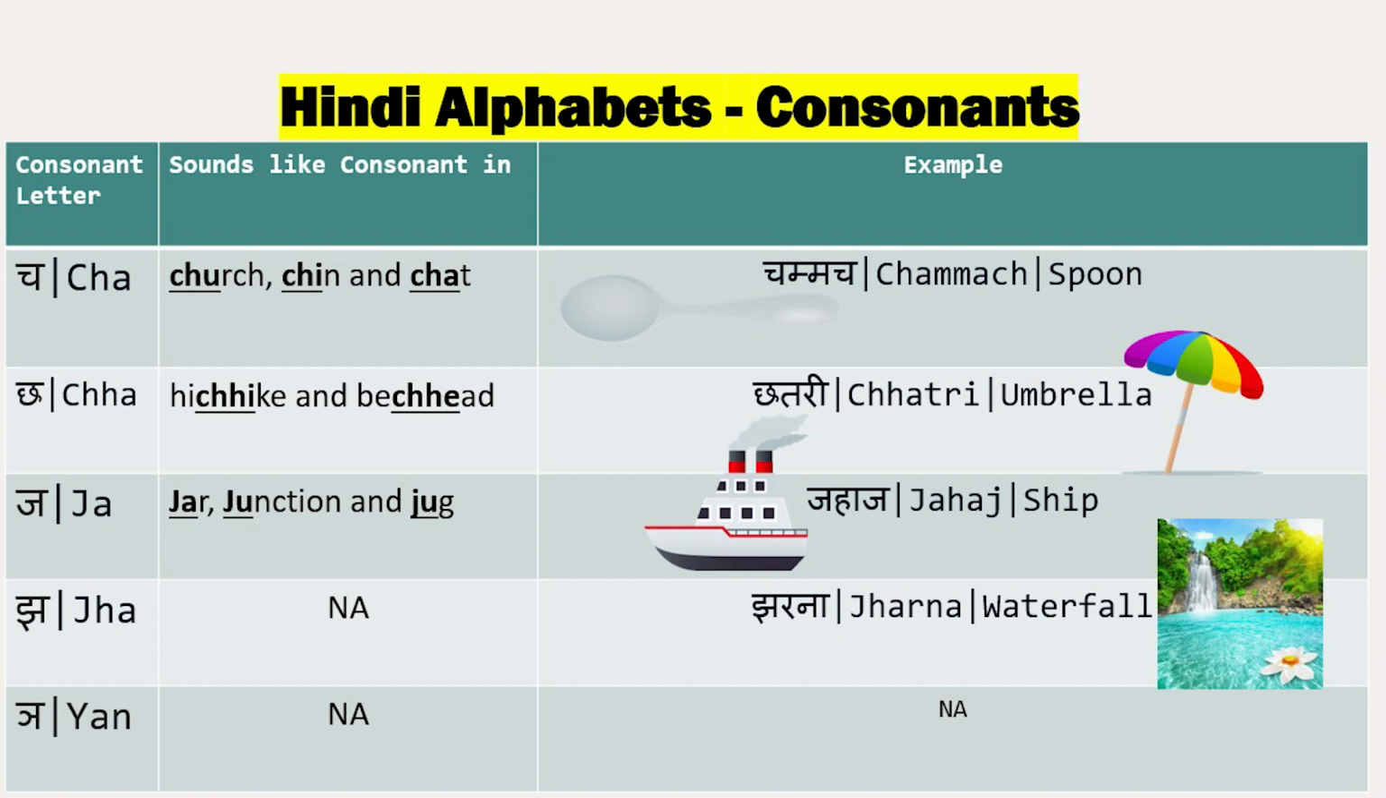Next letter j is like how you pronounce jar, junction, and jug. The Hindi word jahaj, which means ship, starts with the letter j. Next letter is jh. Hindi word jharna, which means waterfall, starts with the letter jh. Next letter in this set, ny, is not used in written or spoken Hindi.